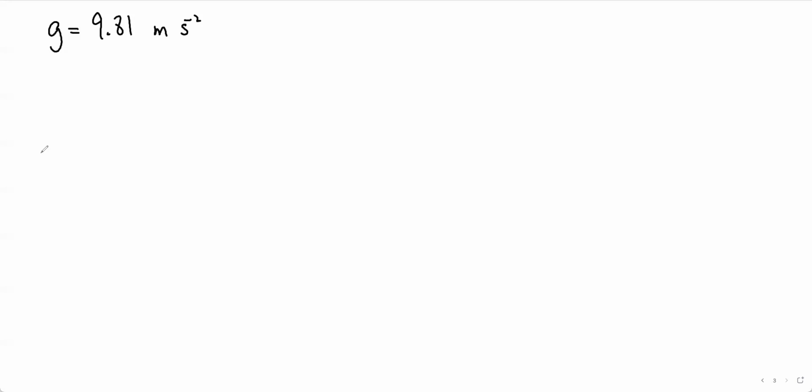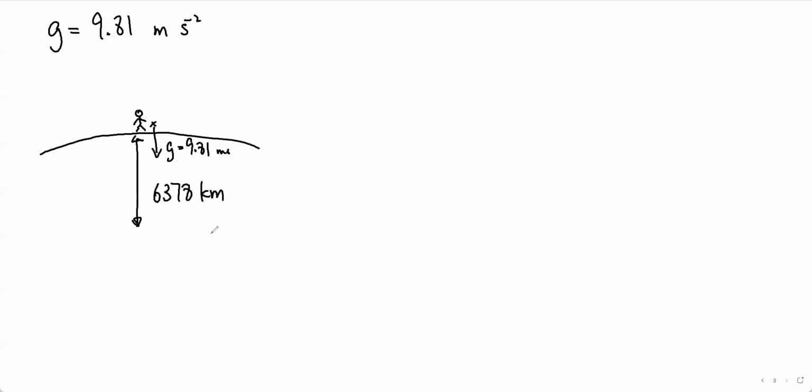The universal gravitational constant is just a constant in your calculator. So let's calculate my weight again. So at this point, you know that g is 9.81, is it? And I'm 6,378 kilometers from the center of the Earth.